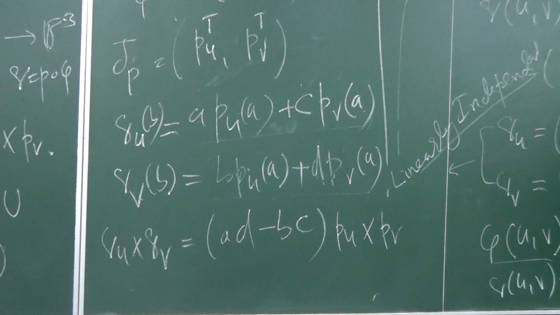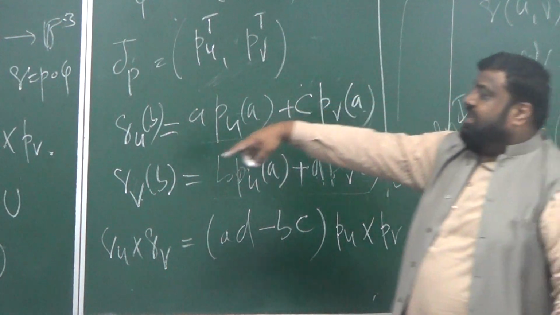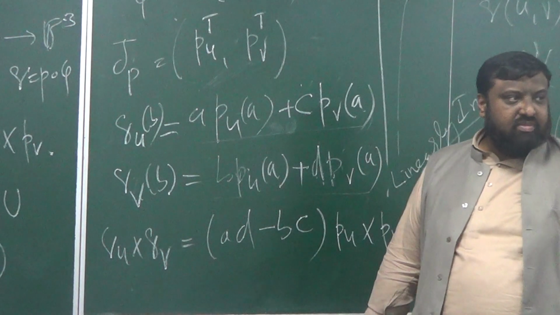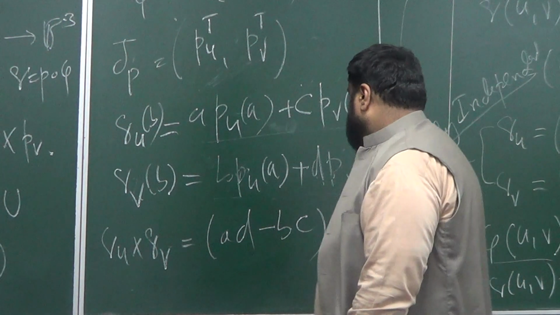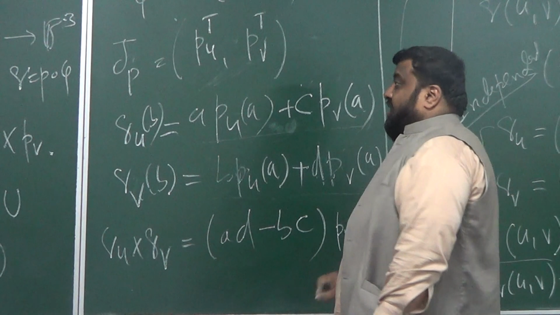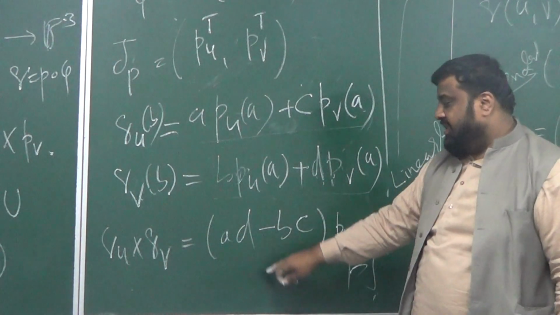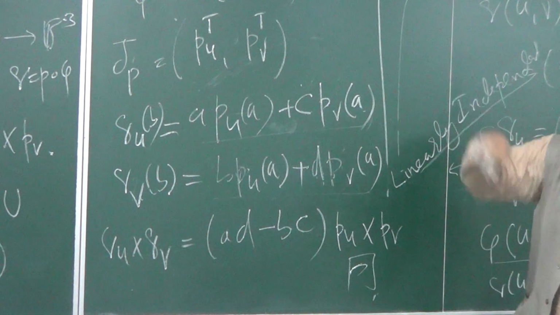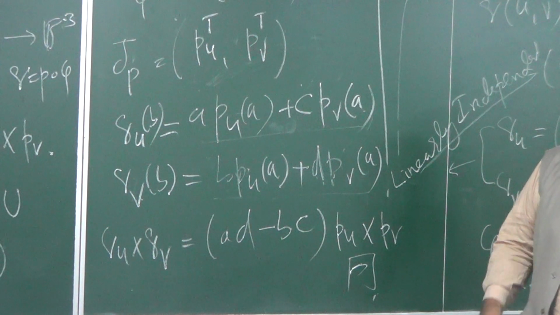So PV cross PU, I just switch the sign, and you get AD minus BC. So what is this now? AD minus BC is the Jacobian determinant. Okay. So this really completes the proof that it's the determinant of the Jacobian. Why? Because AD minus BC is really this determinant.